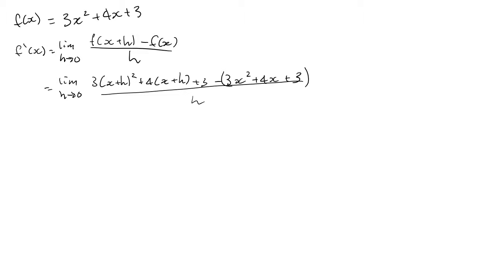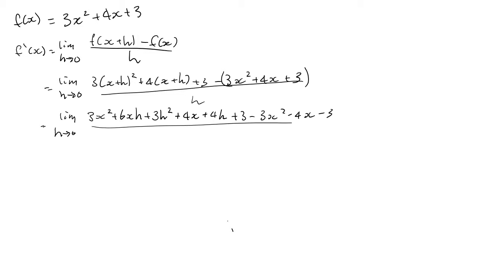That's a lot of simplifying to do, but we have to do it. Limit as h approaches 0. I'll skip some working. That will be 3 times x squared plus 2 times 3, so that's 6xh plus 3h squared plus 4x plus 4h plus 3 minus 3x squared minus 4x minus 3, over h. And now the 3x squareds cancel out because one's a positive and one's a negative. The plus 4x and the 4x cancel out. The 3 and the 3 cancel out.